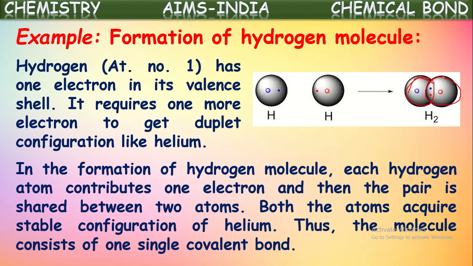Thus, the molecule consists of one single covalent bond, because here the force of attraction is created because of the sharing of one pair of electrons between these two hydrogens. Thus, the bond formed is called a single covalent bond or just a covalent bond. Okay, covalent bond means the chemical bond formed by the mutual sharing of electrons between the atoms.